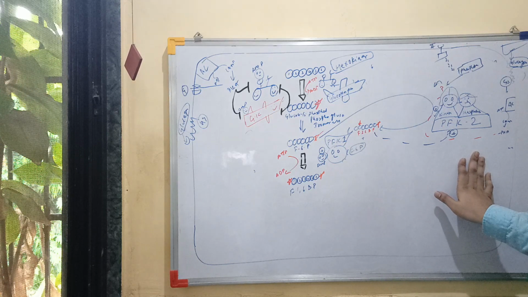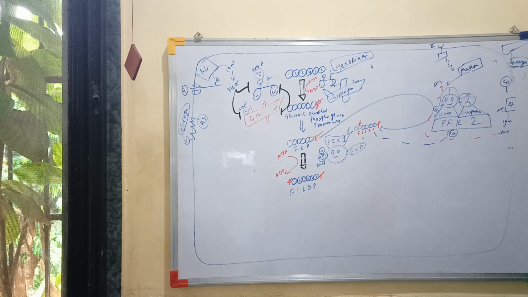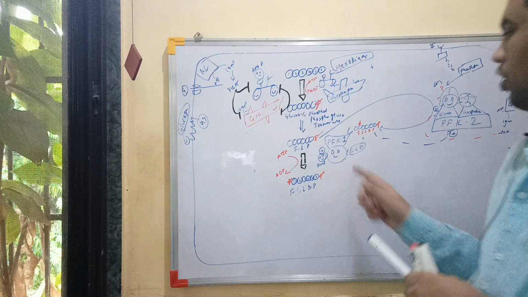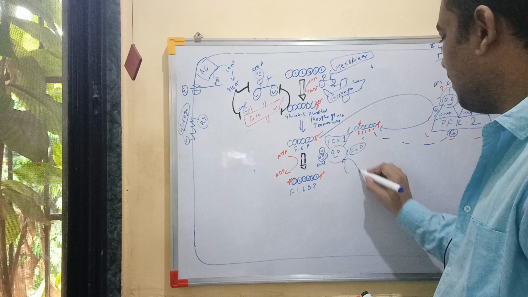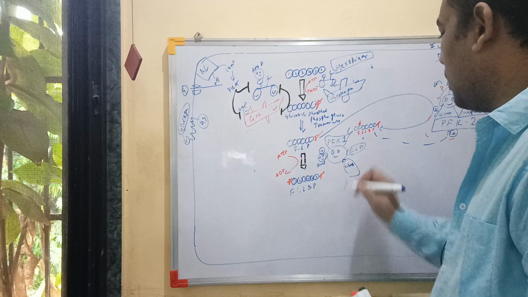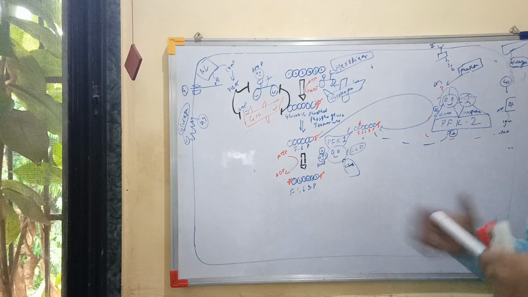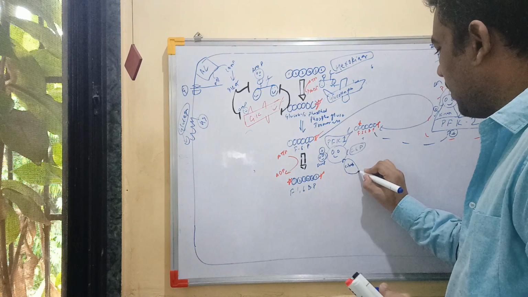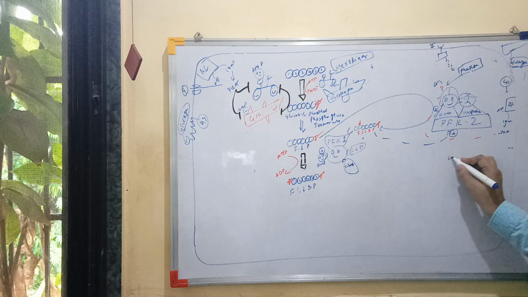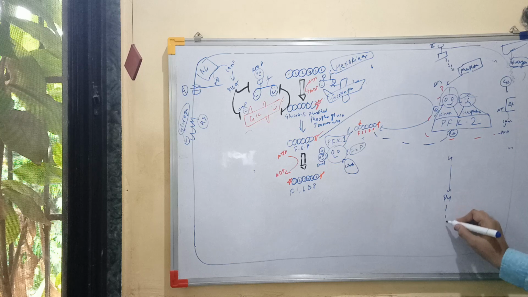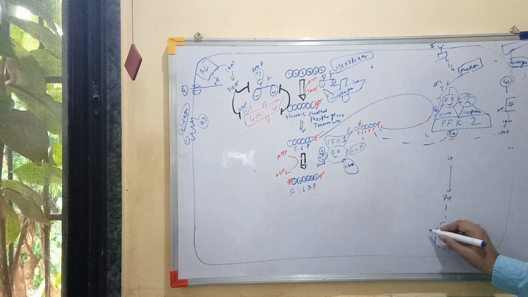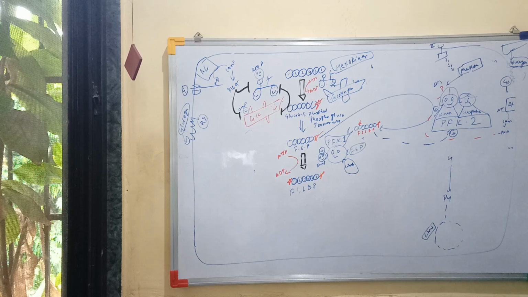So what are the activators we are talking about? There is one more regulator of this enzyme, and this is citrate. What is citrate? I'll give you a very small introduction. When glycolysis is running, glucose is converted into pyruvate. This pyruvate will go into the Krebs cycle, and one product of the Krebs cycle is citrate.